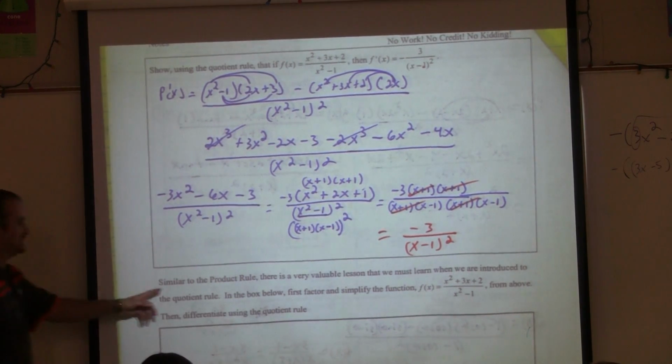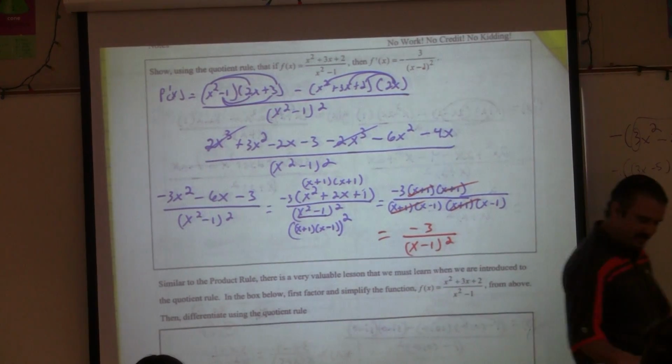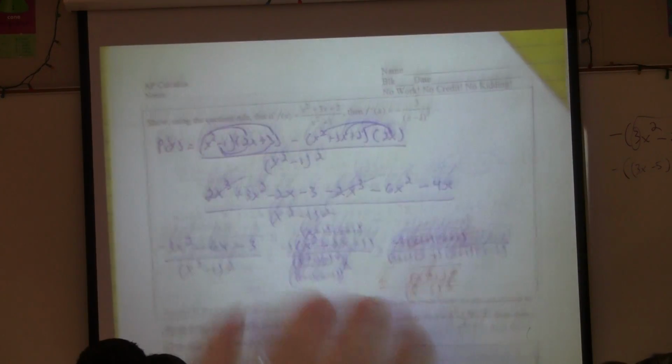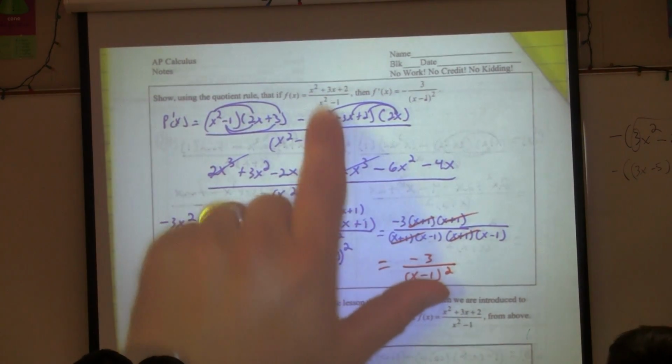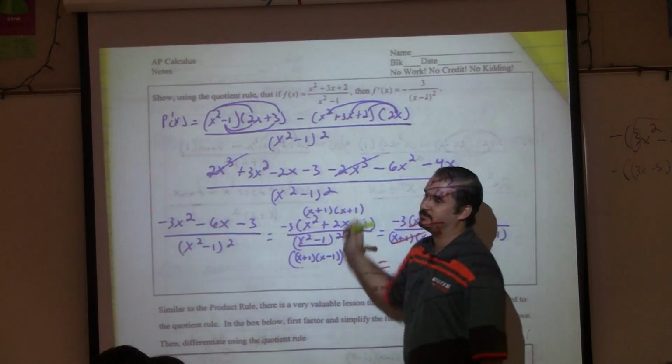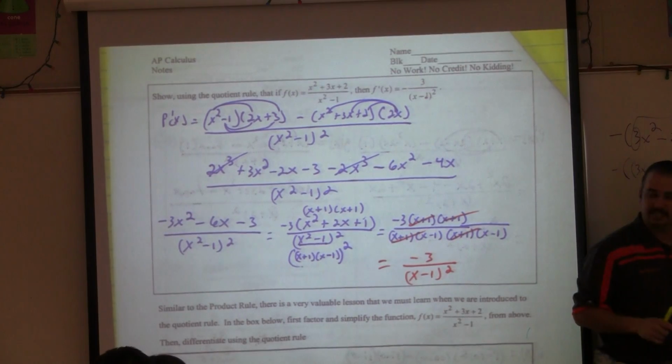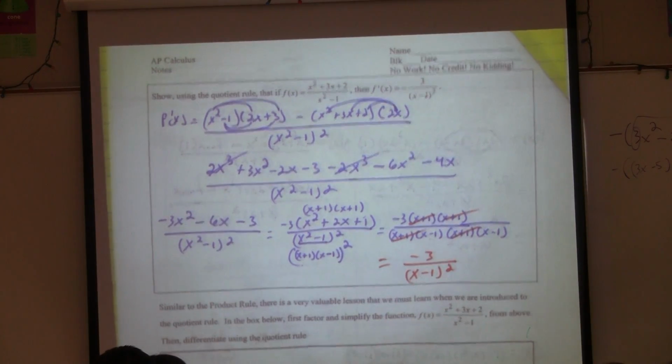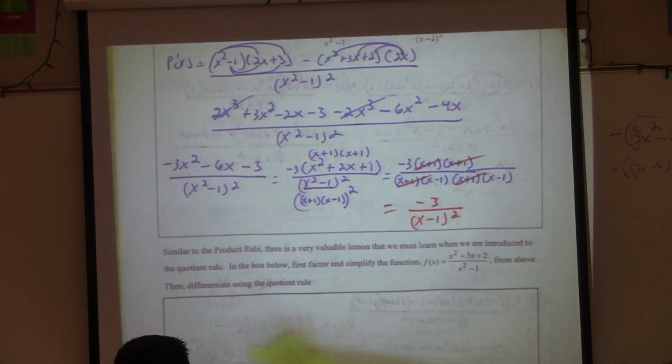So that's kind of what it says right here, right? So what could we have done at the very beginning to make our lives so much easier? Factor, right? If I could factor the top and factor the bottom and cancel something out, then that would make my life so much easier. So that's what it says right here, okay?